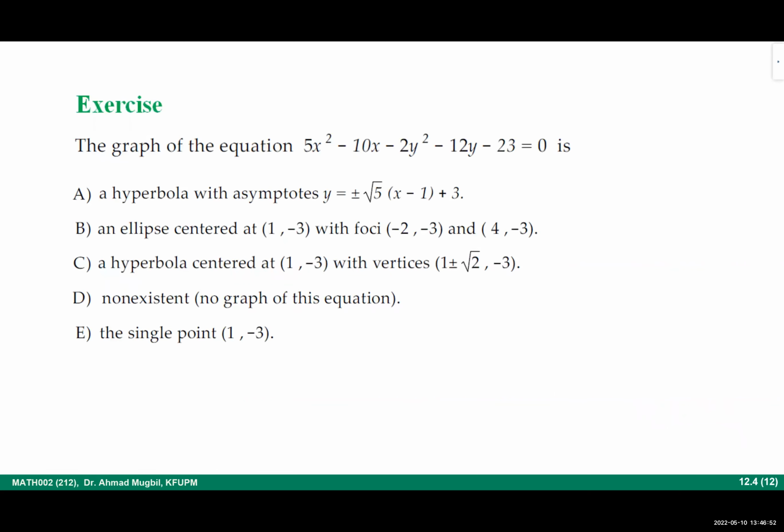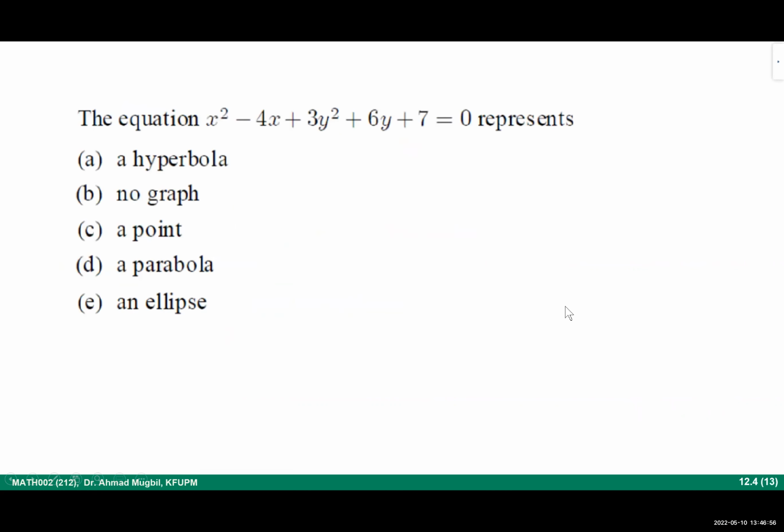Also, you can see I have added here an exercise about this idea. You can also find in the very old exam questions some questions about the degenerate conics. So this will be what? A hyperbola or no graph or a point or a parabola or an ellipse. Of course, it is not going to be a parabola. It is not going to be what? A hyperbola. Clearly, it could be what? An ellipse or no graph or a point. So you have only 3 options here. And in fact, it will be a point at the end. It will be the center.